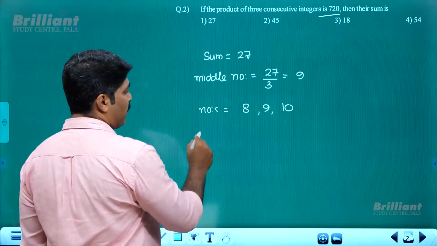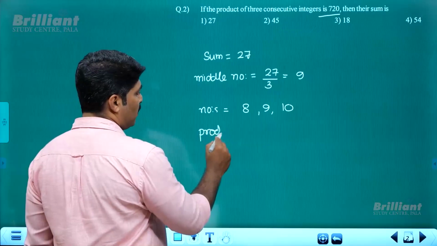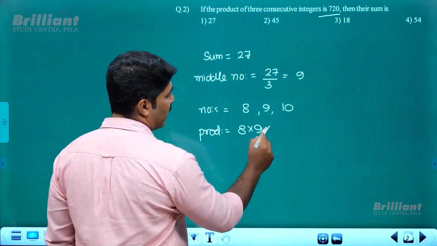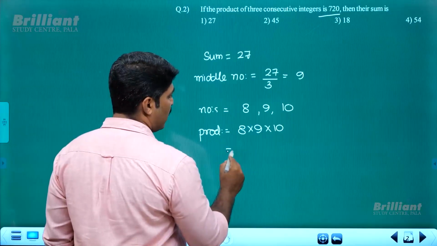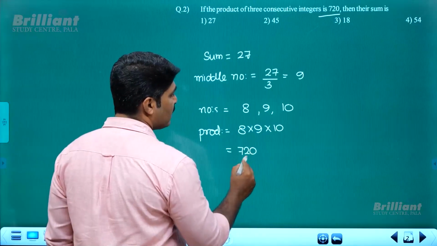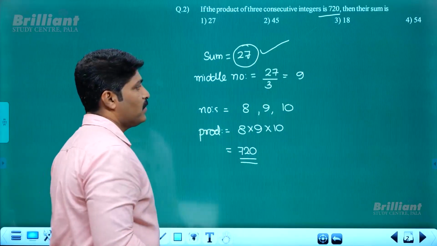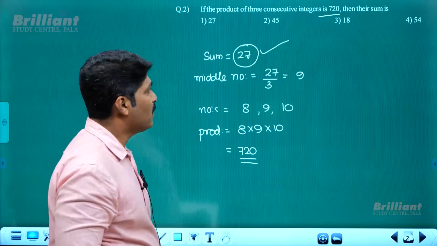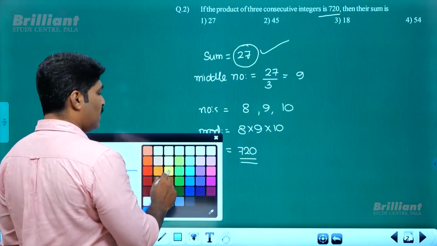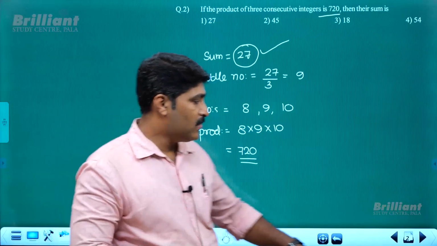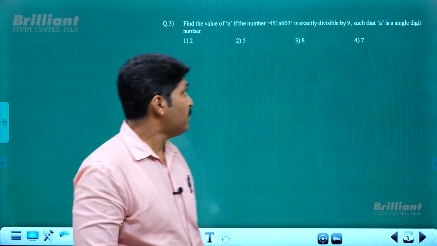So we are considering the product of these values, that is 8 into 9 into 10, which is equal to 720. Hence it verifies our assumption is correct. That means the sum of these three numbers is equal to 27. So that's the option, or work back, method for finding the answer for similar types of questions.